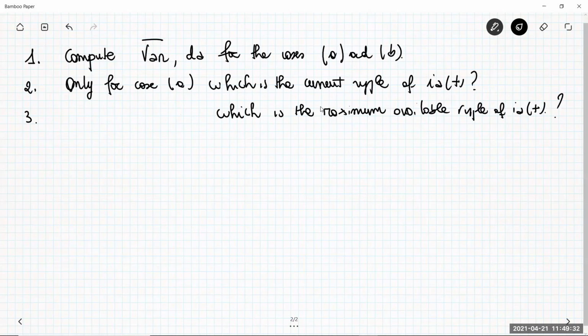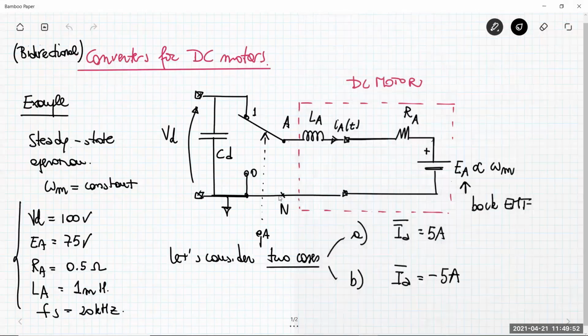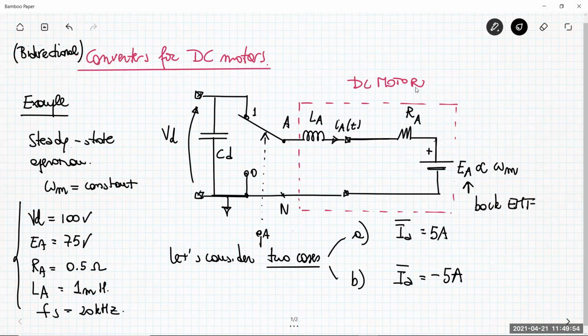Okay, three questions. Let's start with number 1. So we have to compute the average value at the voltage port, and also we have to compute the duty cycle. Let me just answer the question. Can you show again case A and B? Of course, I just say go into the first page here. The case A are two different currents. Okay, IA average current is 5 amp, IA average current negative 5 amp.